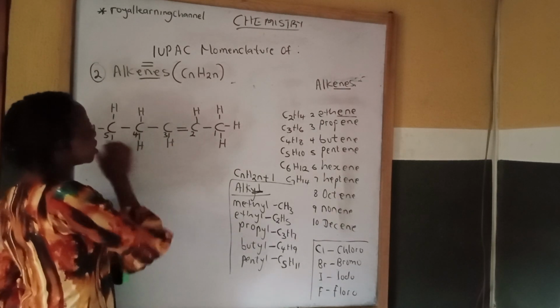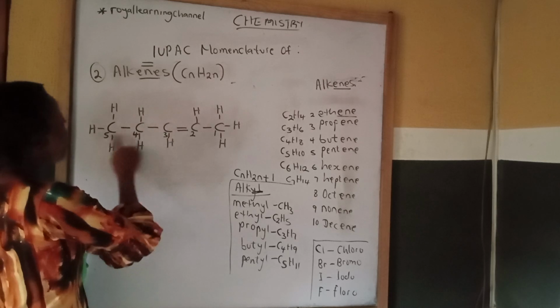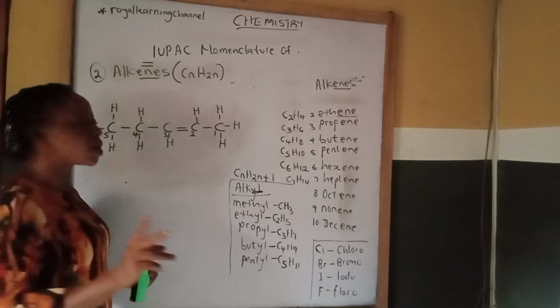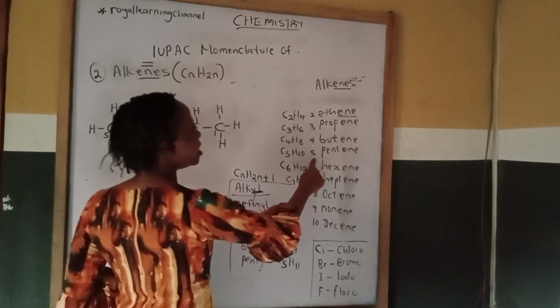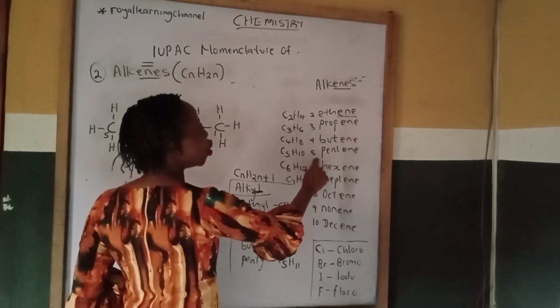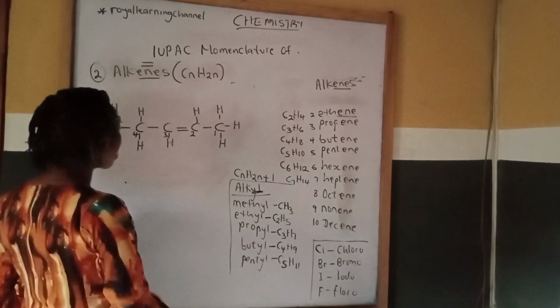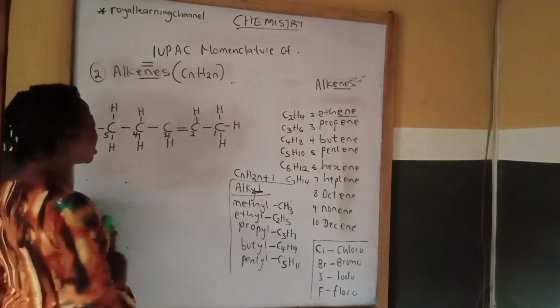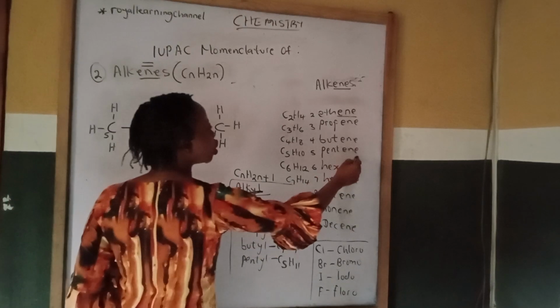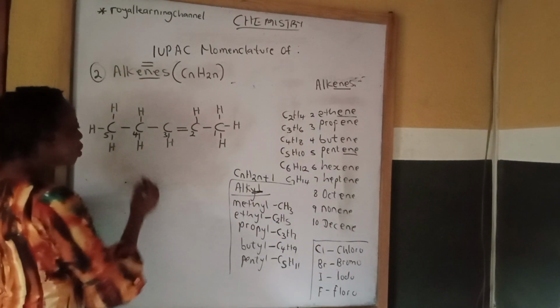Now, when we look at this structure, 1, 2, 3, 4, 5, it contains 5 carbon atoms. So it shows that it is the fifth member of alkene, which is called pentene. Pentene. So we are not just to write pentene like that. We have to name the position of the ene.